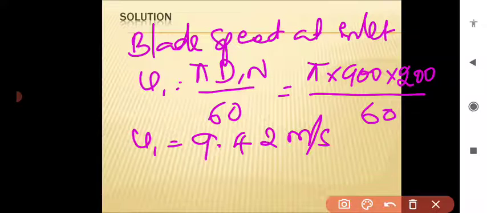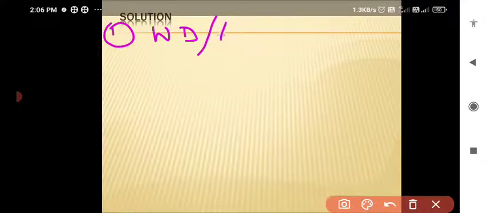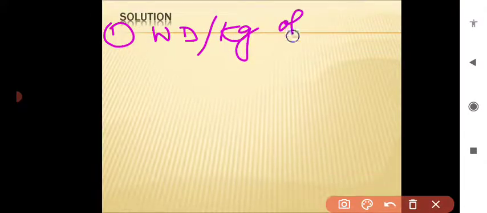We know that next there are four quantities we have to calculate: work done, power developed, head available, and hydraulic efficiency. So first we have to calculate the work done per kg of water.